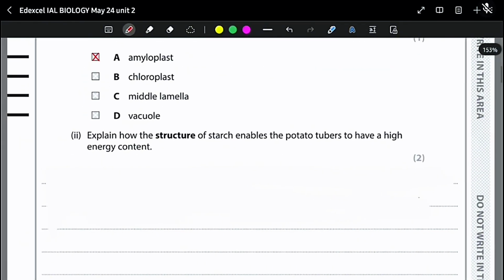Explain how the structure of starch enables the potato tubers to have a high energy content. So we know starch is a polymer of glucose and it is a compact molecule. So lots of glucose can be stored in the same amount of space and it can give us more energy.